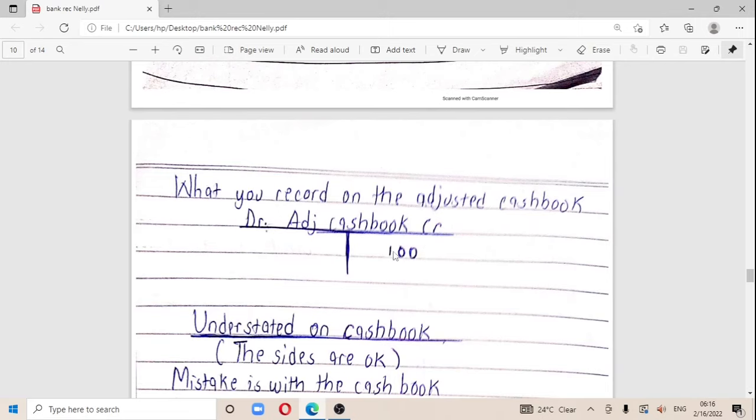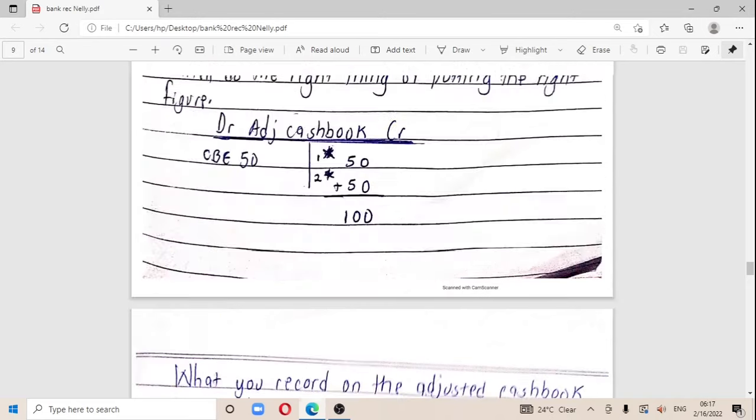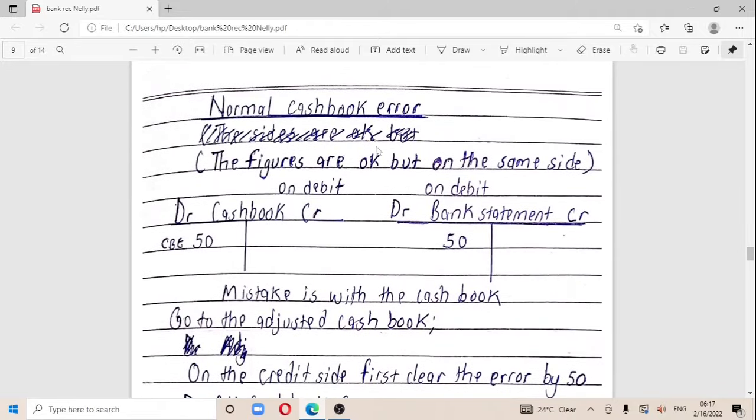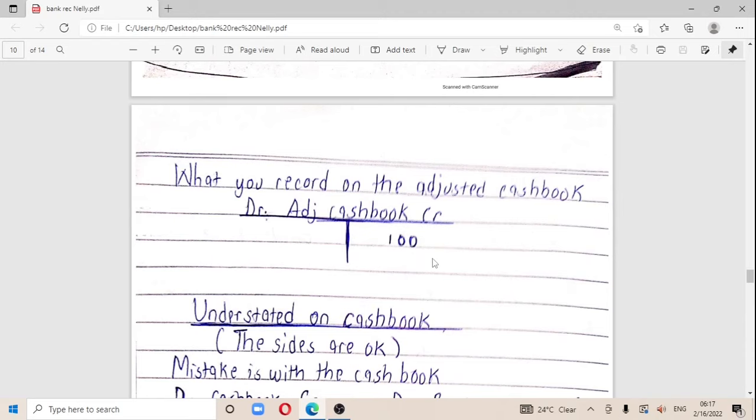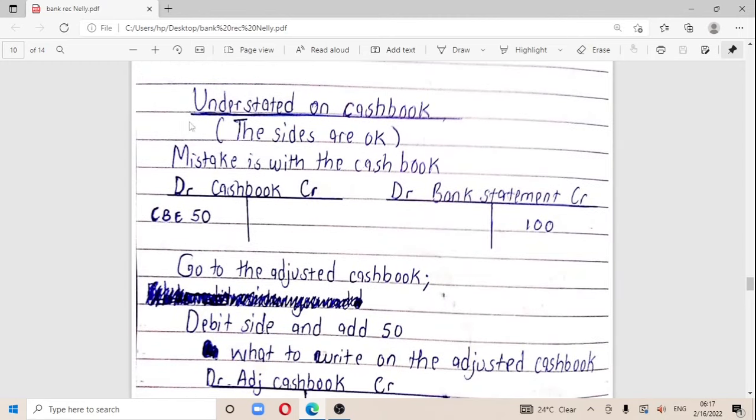So within this 100, there's a 50 which cancels with the cash book error, which was on the debit side, and then you remain with the 50 this side, which corresponds to the bank statement, like having a debit side of 50, and then you will be having a credit side of 50 because of this 100, which has 2 50s in it, whereby the first one cancels with the error, the second one brings in the correct thing. So what happens when you are having understated values on the cash book but the sides are okay?